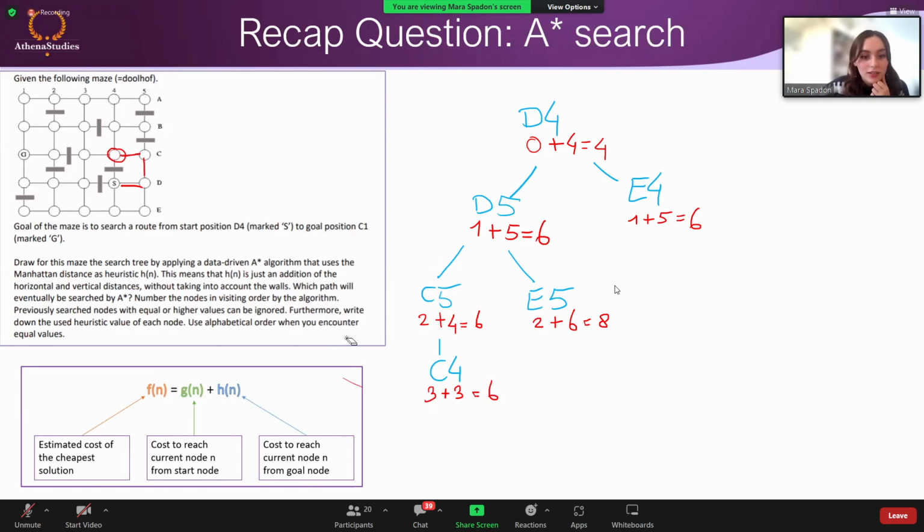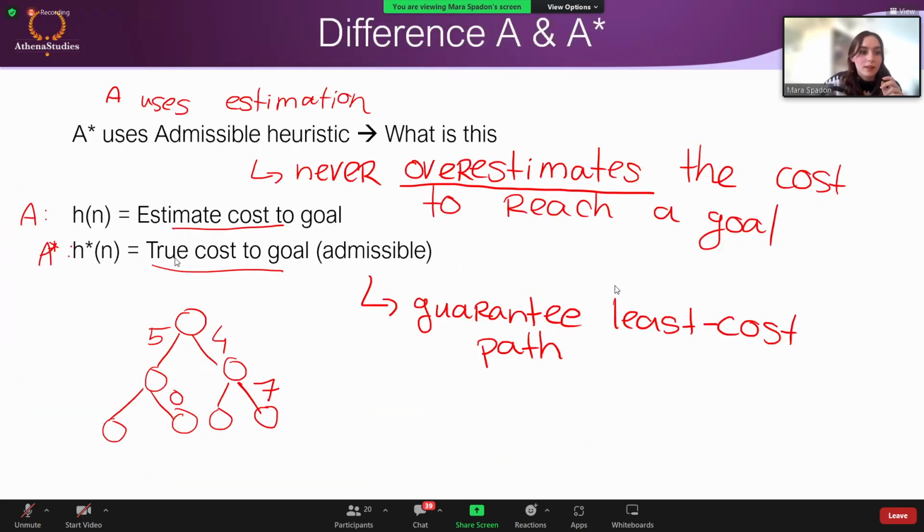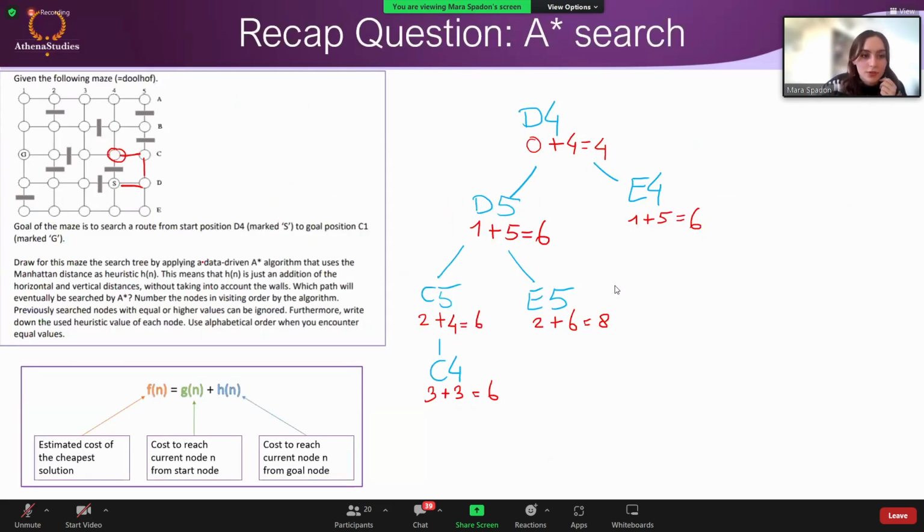Only HN is kind of our admissible value. Remember here, only for HN can you have the true estimate or the true cost. So for the other one, we just want to know the path back to the start. So we have 3 plus 3 is 6. Okay. And then from C4, where can we go? C3. Mm-hmm. Or you can go to B4.